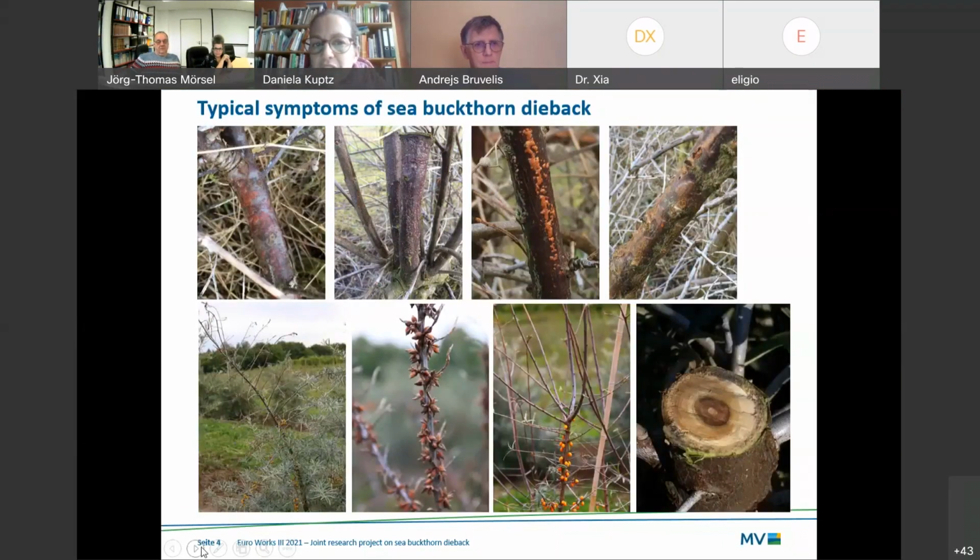Typical symptoms of the Seabuckthorn dieback we found in our fields are mostly changes in the bark, orange dots, or even smooth areas. And if you cut through the wood, you can see also dark areas. And very typical is as well that the berries dry before they get ripe.